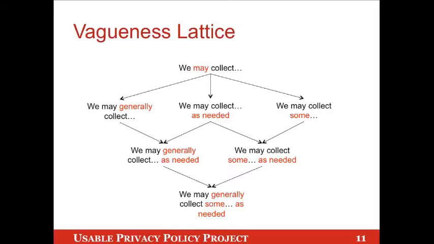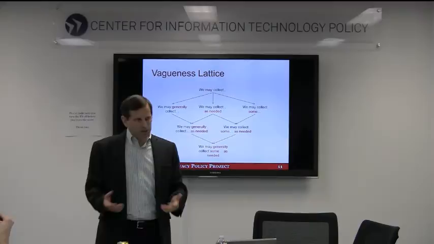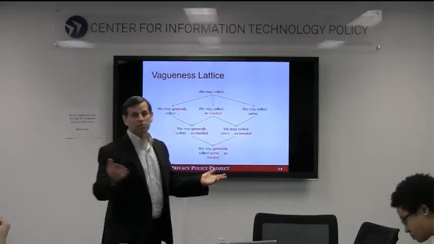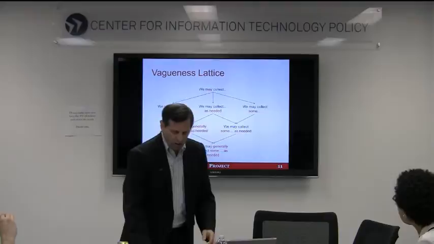We have two terms in this phrase. We now have three. So the working hypothesis is, as we move down this lattice, vagueness will increase because you're adding more vague terms. Now, we may hit a saturation point where it just becomes so impossible to decipher that you can throw in more terms, take away a couple terms, and it won't impact the overall perception that a user has.